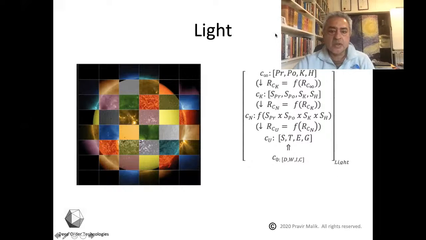So considering this model of light, what you see here on the right-hand side is a multi-layered symmetrical model of light. And there are essentially 5 layers of light over here depicted by C with subscript infinity, C, K, Cn, Cu, and C0. And what do these represent?